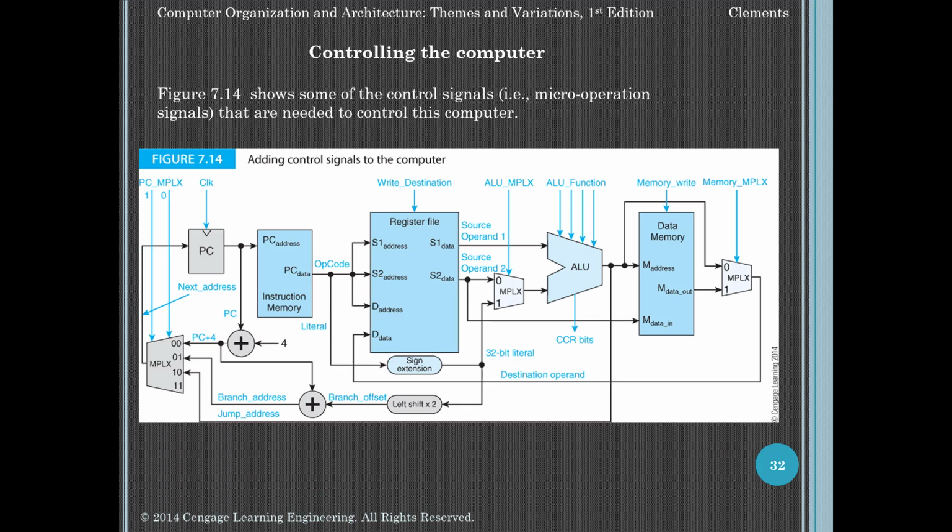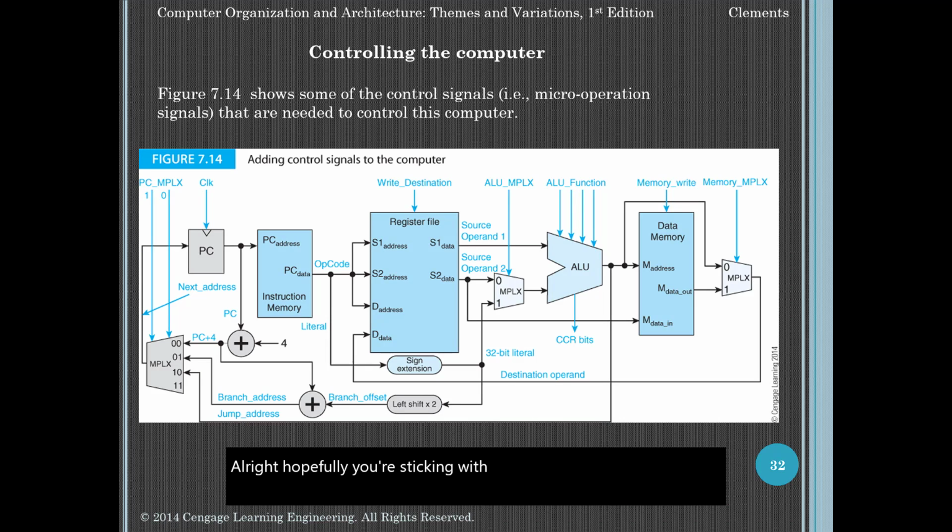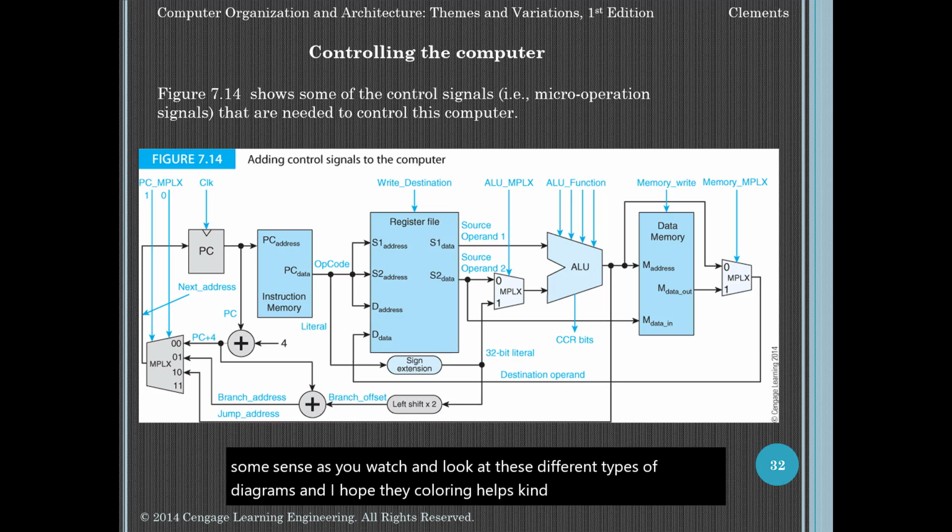All right, hopefully you're sticking with me, and this is starting to make some sense as you watch and look at these different types of diagrams. And I hope the coloring helps, kind of graying out things that aren't being used in the current operation. And so now the next step is really to examine how the computer we have constructed here goes about translating machine-level opcodes into the actions that carry them out. So we have to look at what signals we need in order to control the system.